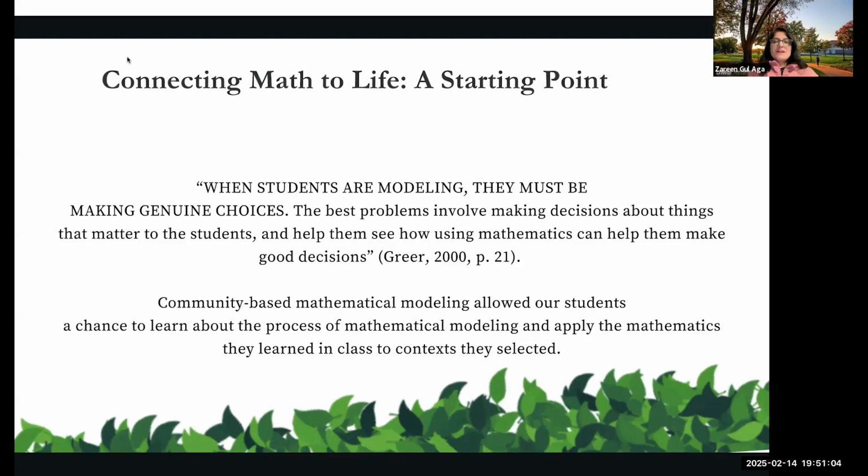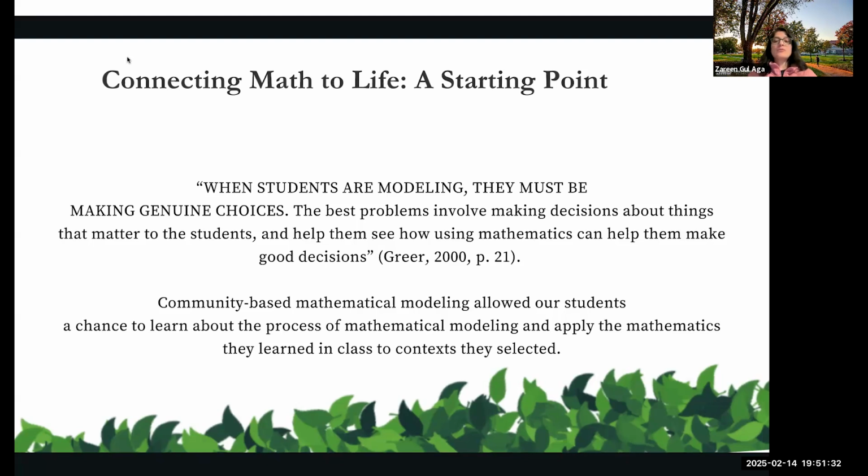Thank you, Sayonita. The goal of engaging our students in community-based math modeling was that students should be able to make choices where they themselves are posing problems based on what they notice. That gives them agency, and that also allows them to make their own connections between the math and their own lives. That was our goal.